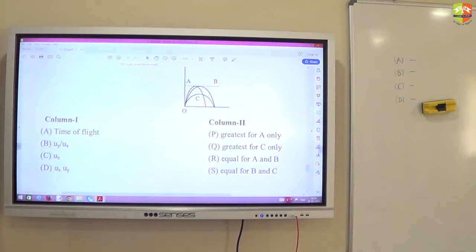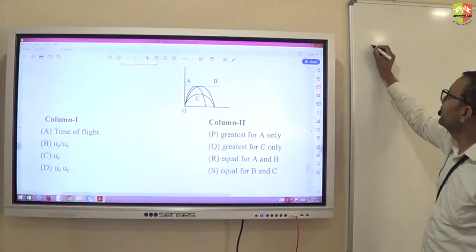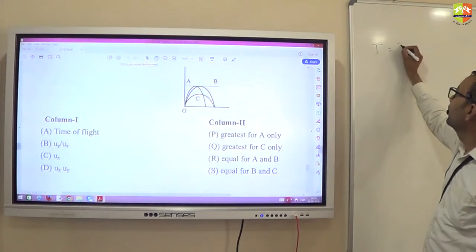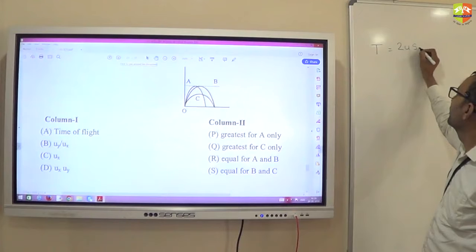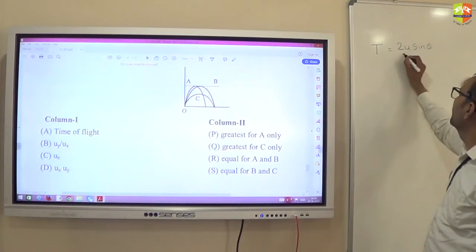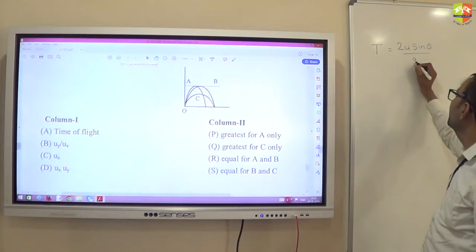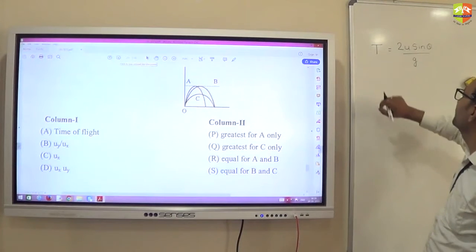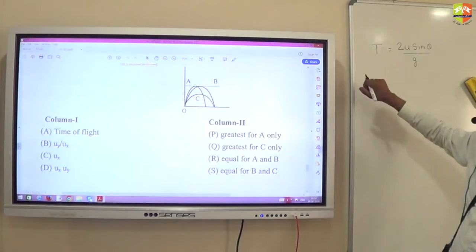Try to write range and time of flight in terms of UX and UY, because that is the only thing that is asked. Maximum height also, please write in terms of UX or UY. Do you remember time of flight? Either you get full marks or minus 2 if you are attempting it, or get 0, leave it.